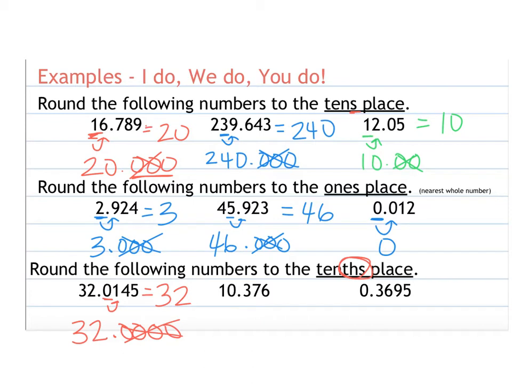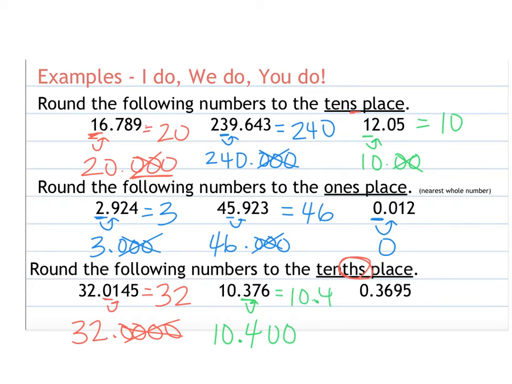Okay, tenths place is the 3 on this one. Look to the 7. The 7 makes the 3 round up to a 4. Everything in front of the decimal stays the same, or in front of the place that you're rounding, sorry. Everything after it turns to zeros. So 10 and 4 tenths.